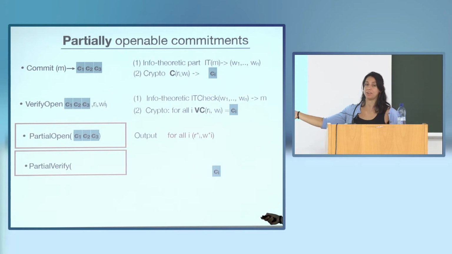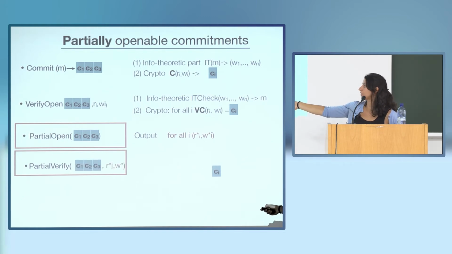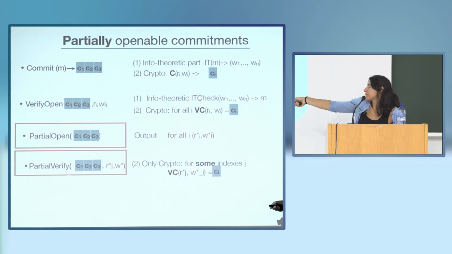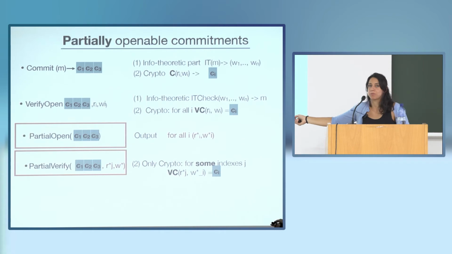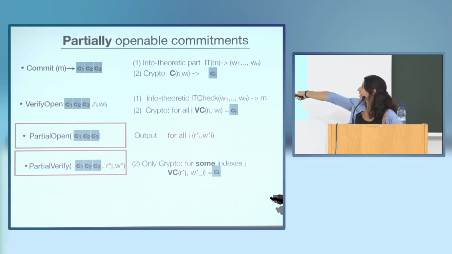In partial verify, you have the crypto part and you have partial explanations, and you accept if for that partial explanation, things make sense. So locally, if I look at the J position and I do the crypto part, it works out. It should be all J's in the last... not for all J, in the last, it's for some. It says W star I and C_I, that also should be J. Yes, thanks, should be J. Good, so that's the primitive you want to have.